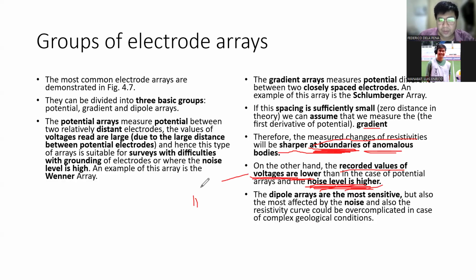So it's sort of the opposite of the Wenner array. The Wenner array is good for areas with a lot of noise, but this one is actually quite bad at locating boundaries. Okay, because the potential electrodes are quite spaced apart. The Schlumberger array, on the other hand, has two potential electrodes that are closely spaced, and they simply measure the changes in the resistivity.